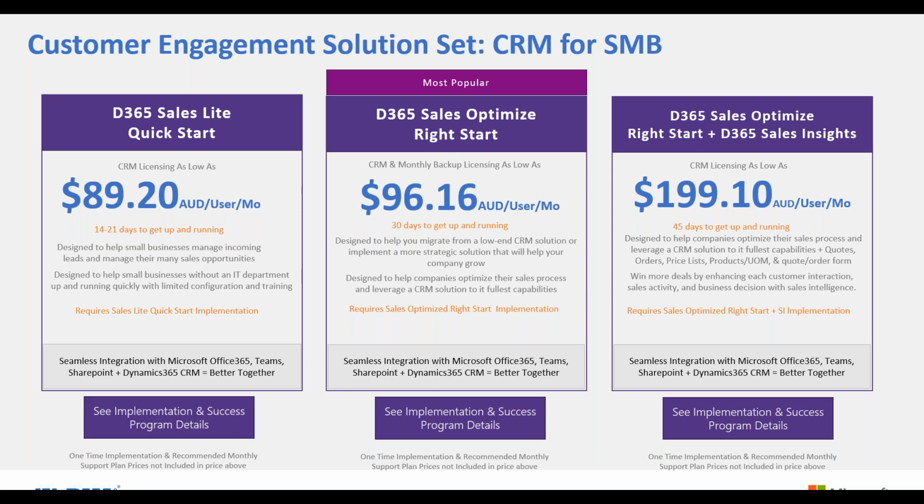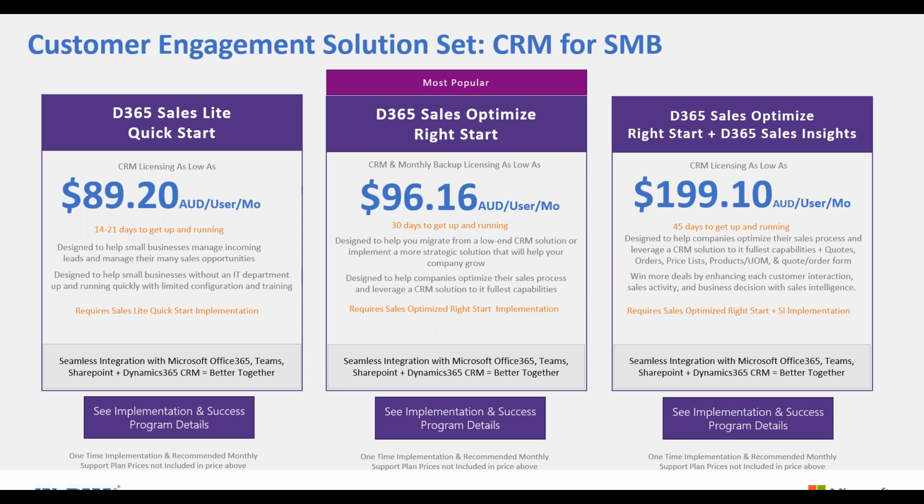The second one is called the Right Start. It's $96.16 per user per license. This is the most widely used bundle, and the license gives a full-blown sales professional package designed to help companies optimize the sales process. The implementation is fairly extended, so you can customize and configure all the way from leads to opportunities, and from opportunities to sales order. You receive even quotations, and you can even customize entities like invoicing. So that falls under the Right Start.